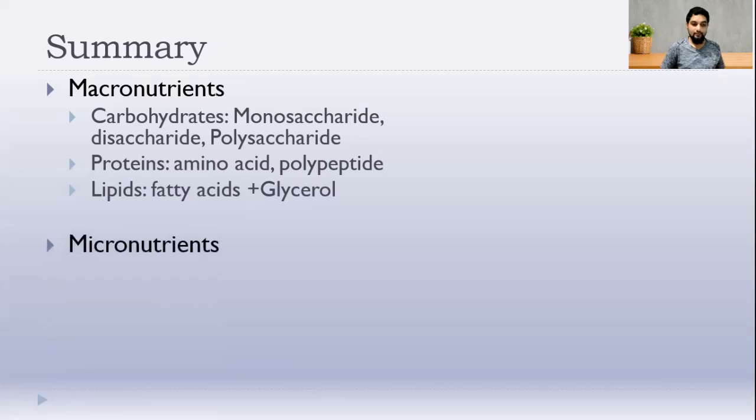Next, we look at micronutrients. As mentioned before, micronutrients are required in small quantities. You need small amounts of these micronutrients. Micronutrients include vitamins, and we have fat-soluble vitamins. Can you recall the fat-soluble vitamins that we mentioned earlier in the lecture? And we have water-soluble vitamins, which would be vitamin B and vitamin C.